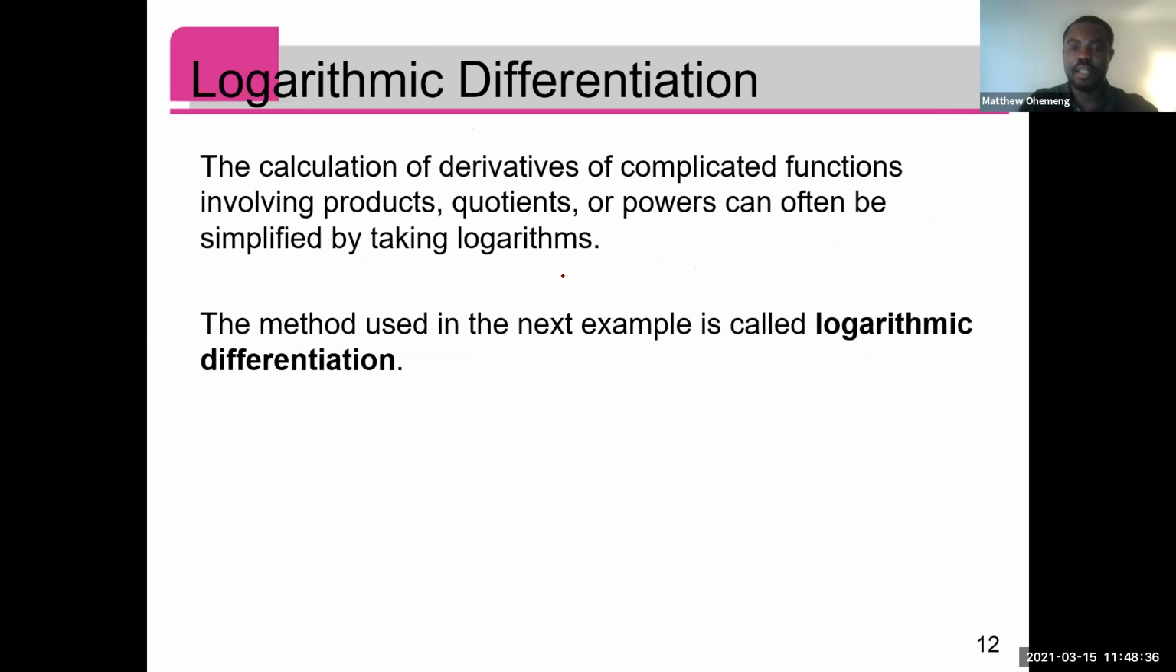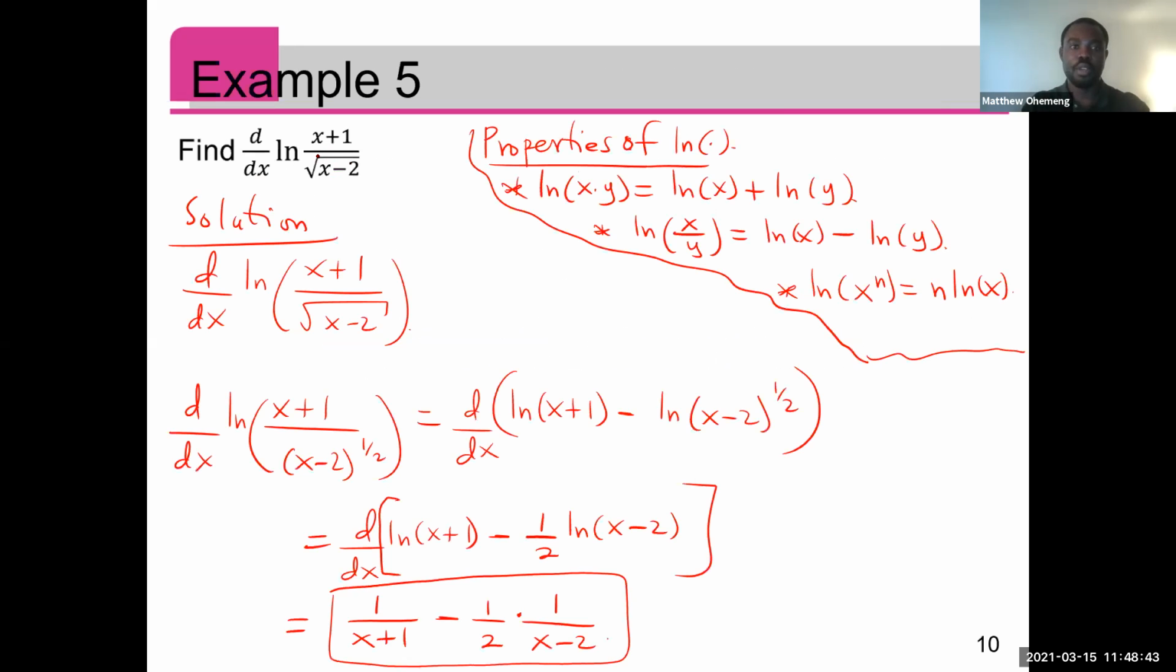So what is logarithmic differentiation? Well, this is one of the most powerful differentiation techniques you will ever see. All the rules that you've learned are okay, you can do them. But sometimes, just as you saw for the previous example, it's much more tedious to differentiate some things than when they are simplified using the log. If I'm just differentiating x plus 1 over square root of x minus 2, it's much more complicated than when I simplified first before I differentiated.